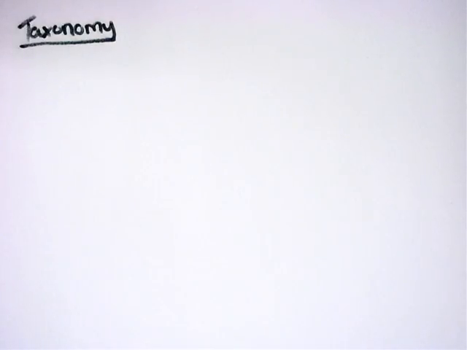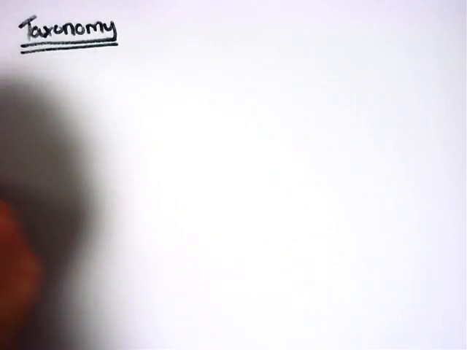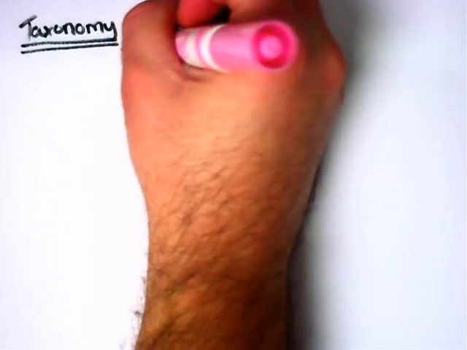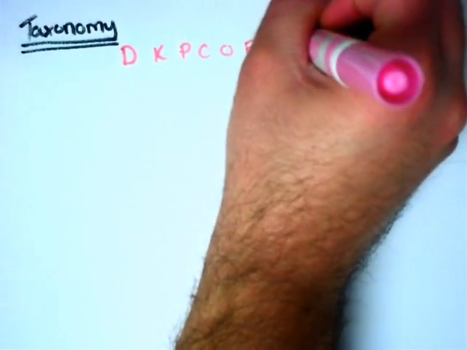Okay. Taxonomy questions. First off, I want us to remember that you've got kingdom, phylum, class, order, family, genus, and species, right? And the domain is at the very tip top of that. So domain, kingdom, phylum, class, order, family, genus, and species.